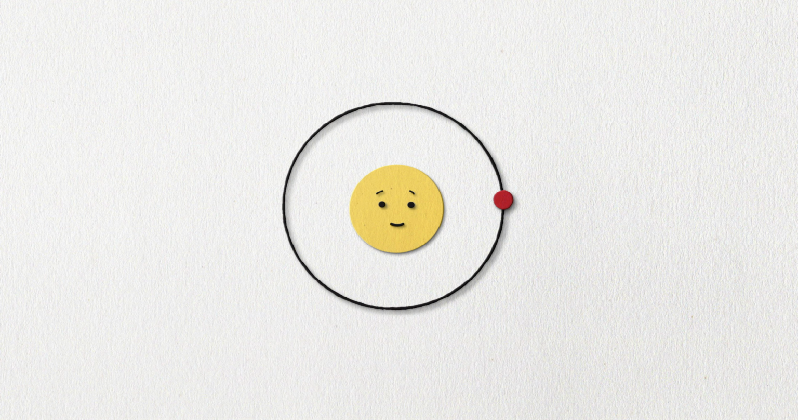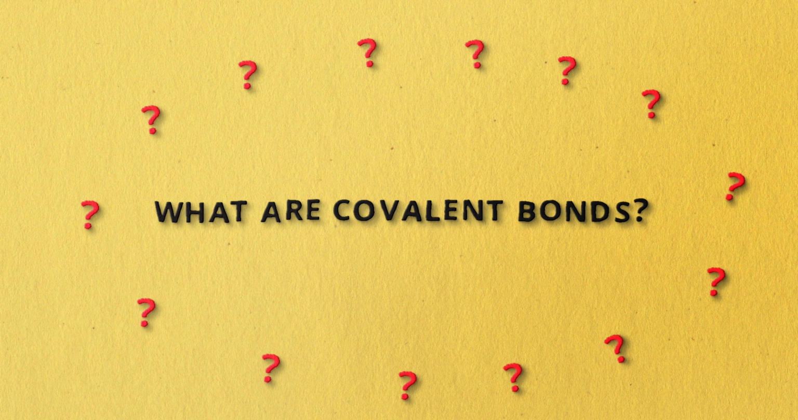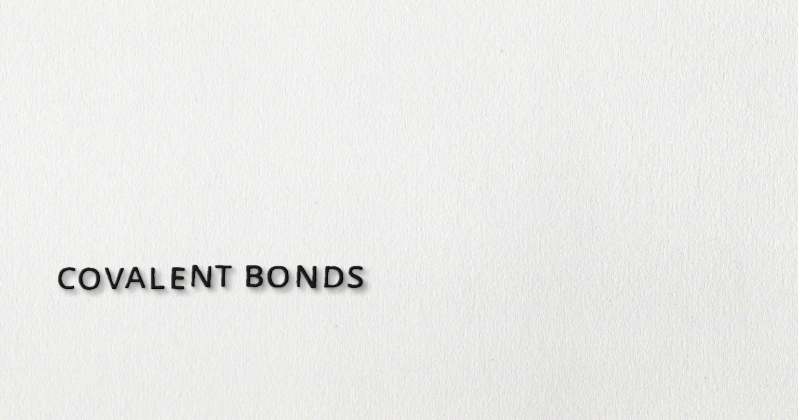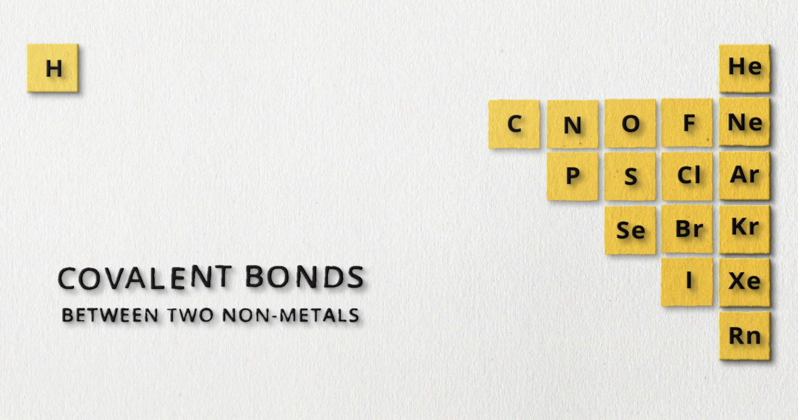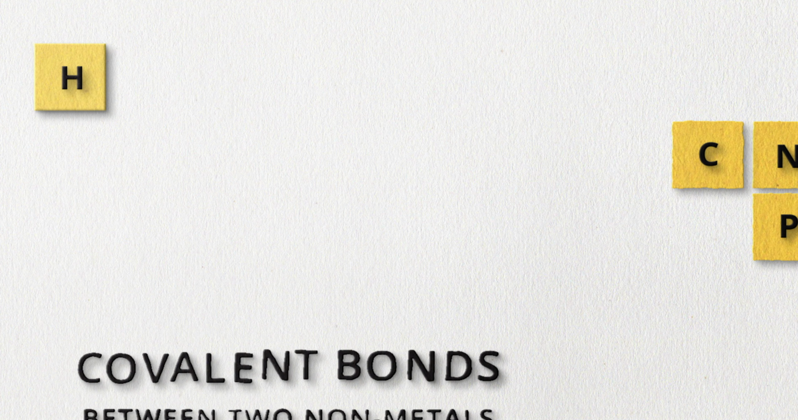There are 2 types of atomic bonds that we need to learn: covalent and ionic. First, we'll take a look at covalent bonds. Covalent bonds form between 2 nonmetals with similar electronegativities. Covalent bonds are also significantly more common in organic chemistry than ionic bonds. Let's look at hydrogen for an example of how covalent bonding works.